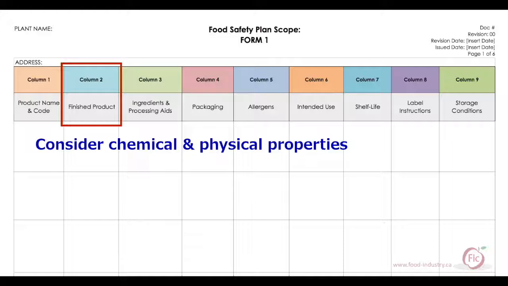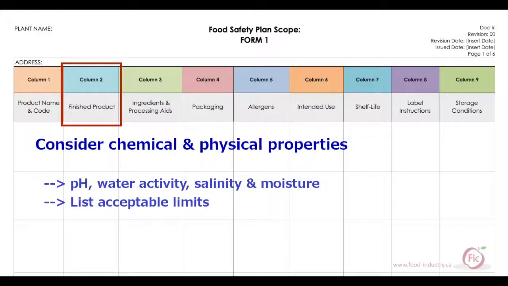For example, chemical and physical properties such as pH, water activity, salinity, and moisture. List the acceptable limits for each of these characteristics that apply to your product in order to control food safety. These chemical and physical properties play a role in maintaining the safety of your products as they control the growth of pathogens. For example, a low pH is often used to control the growth of mold. However, if your product is low risk and does not have any specific characteristics important for controlling food safety, then record not applicable in this column.